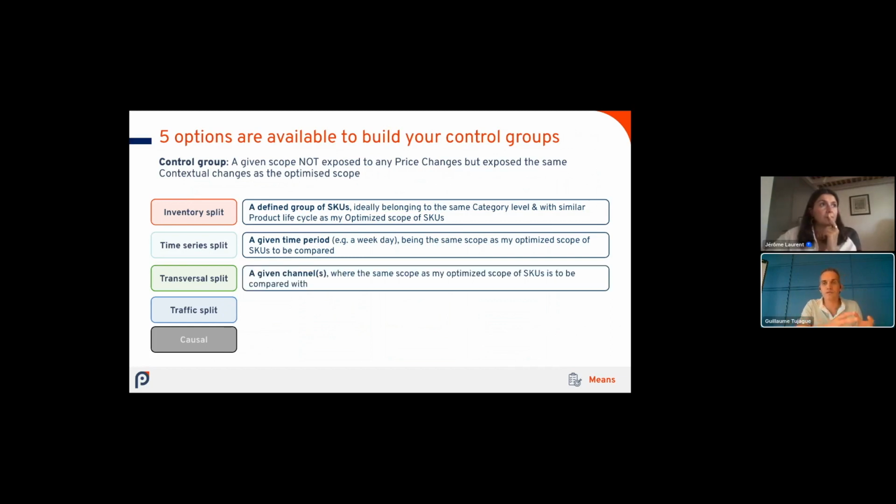Another element is what we call the transversal split, which consists in saying I'm going to build my control group by actually considering the same SKU as the one I'm optimizing, but I'm going to look at these SKU on another channel. Let's say I am having actually two different channels. One is web, one is offline, or actually I'm fully offline, but I'm distributing in, let's say, the north of the country and the south of the country.